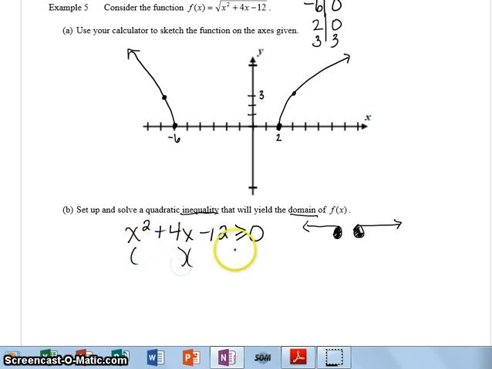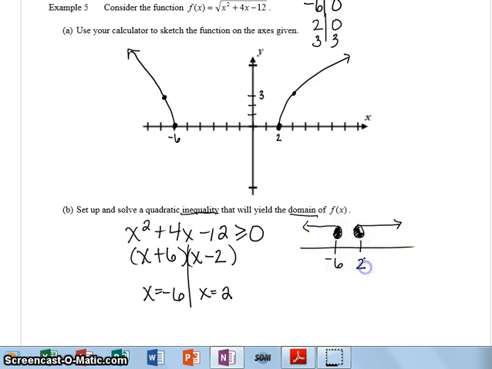Now, to figure out what the numbers are, you're going to factor this like it's 0. So what multiplies to a negative 12, but adds up to a positive 4? You split this down the middle, and you're going to get negative 6 and positive 2. On the number line, this would be your negative 6, this would be your positive 2, and they're filled in, and there's what it looks like graphically.